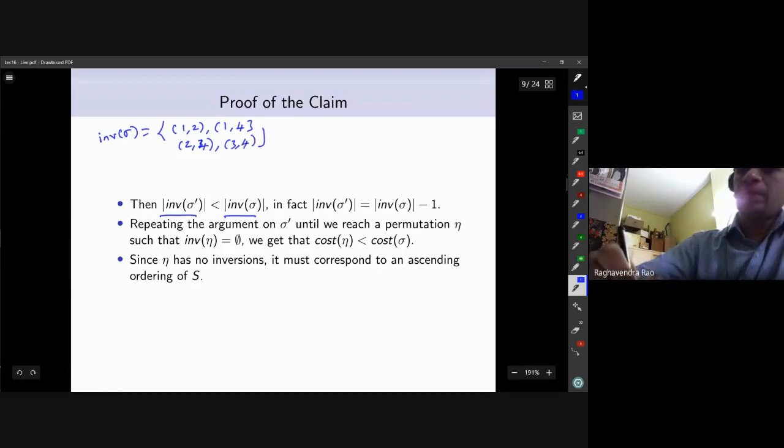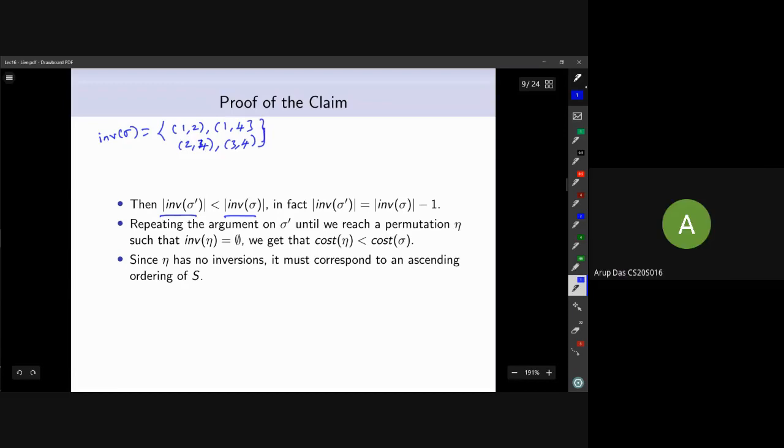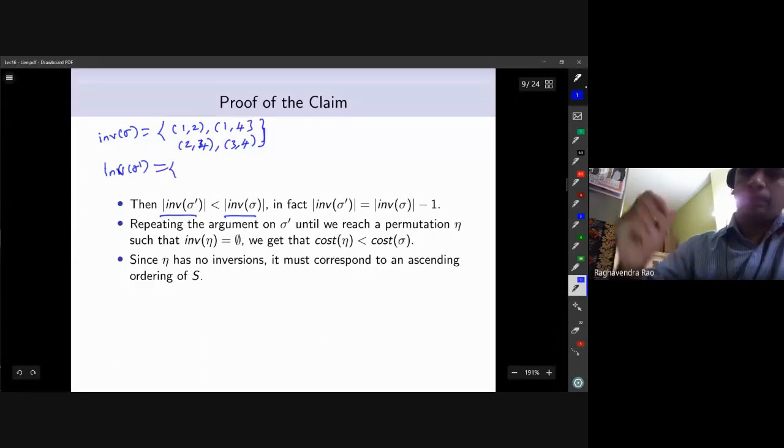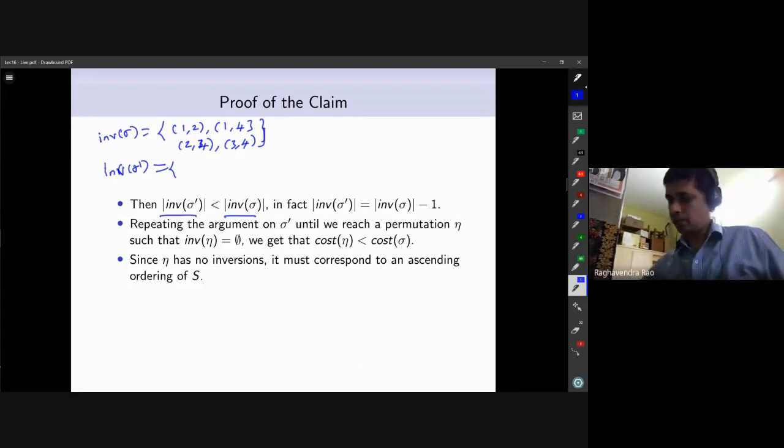Was I right? Yes, sir. Okay, good. So now what is the inversion of sigma prime? If you want me to go back, I can go back. So what are the inversions?